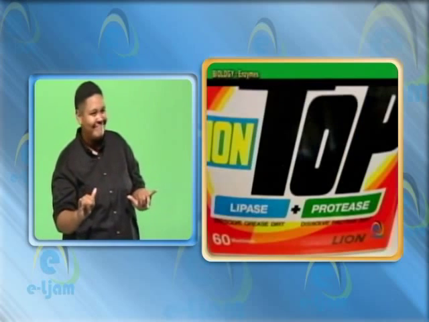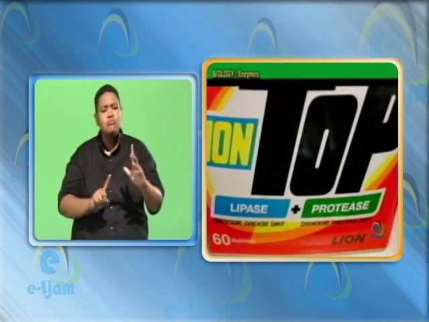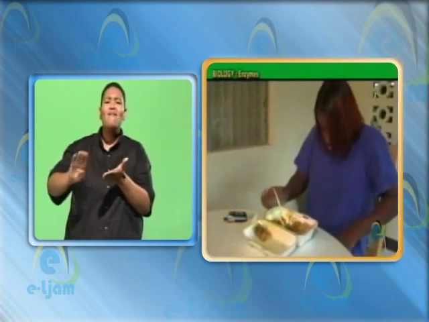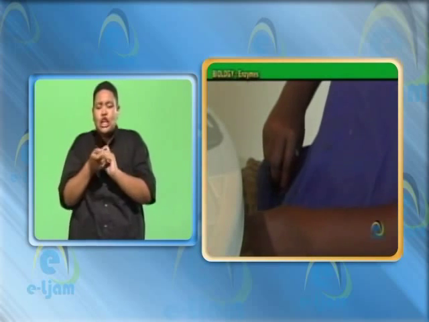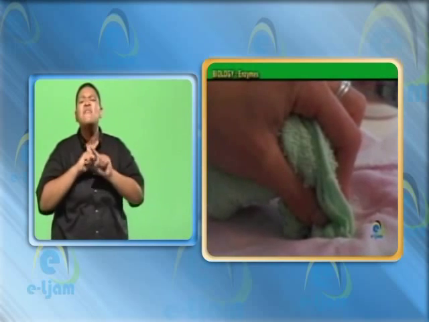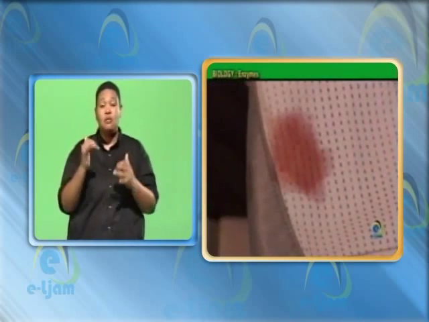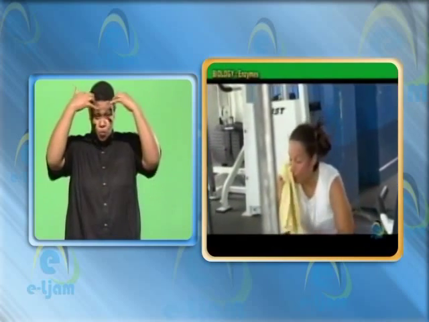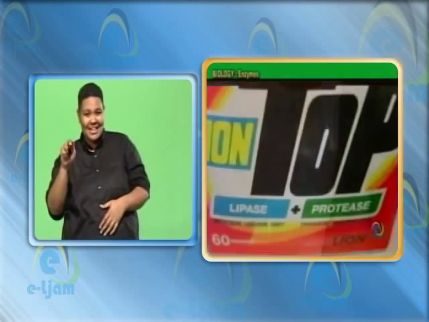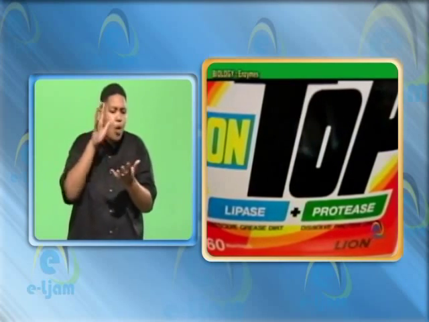Enzymes are also present in products used on a daily basis to remove stains. Stains are discolorations caused by the chemical or physical interaction of two dissimilar materials. There are different categories of stains, some of which are oil-based and/or protein-based. Sweat is a protein-based stain. Detergents contain enzymes which remove stains.